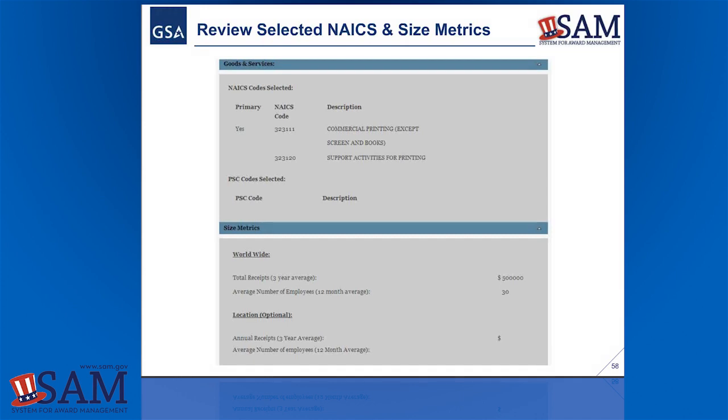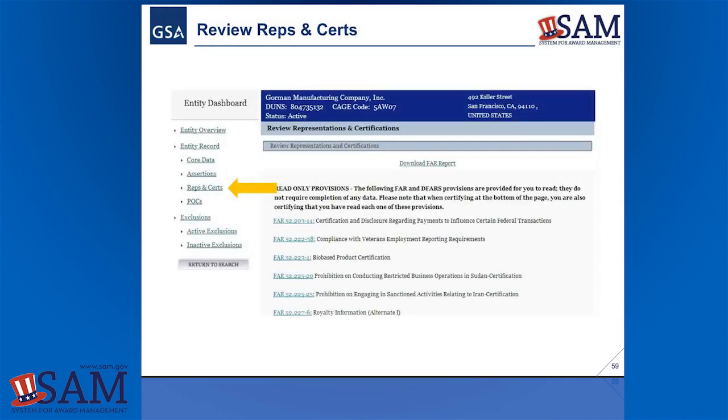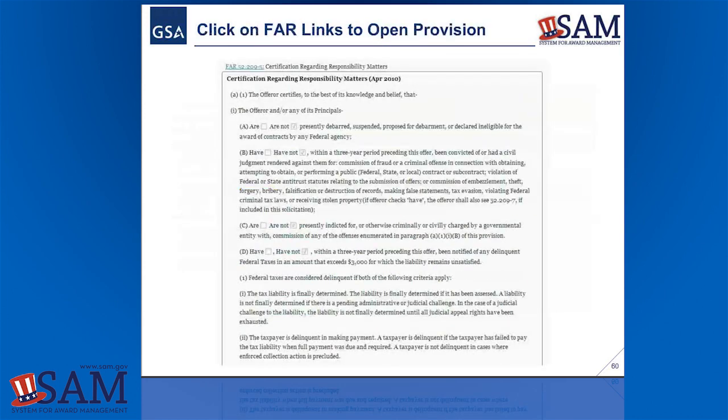Reps and certs, again, as you get to the reps and certs section, you could download the entire packet, or you can click on any of the links and see within the reps and certs what they have responded to in the questionnaire and elsewhere in SAM. Throughout reps and certs, you're going to see the check marks. These are all grayed out. You don't get to change them, but that's based on how they responded to the specific provisions when they were completing their registration.